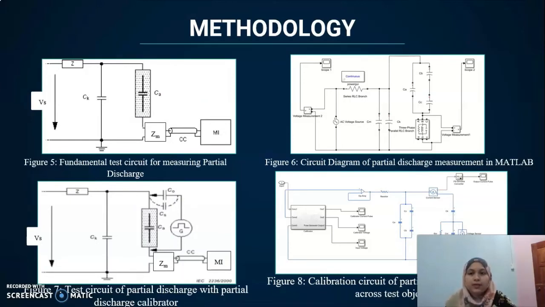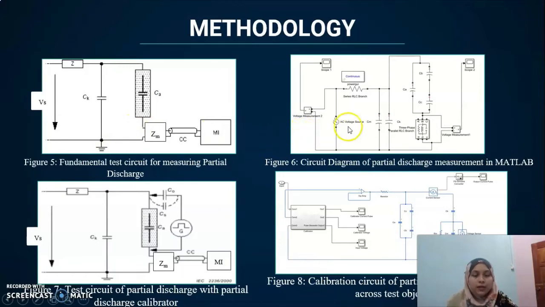It consists of the circuit diagram that had been developed in the MATLAB software. These two figures are about the circuit diagram of partial discharge measurement, while these two figures are about the calibrated circuit of partial discharge. This is the figure of the fundamental test circuit for measuring partial discharge, and this is the figure of the circuit diagram of partial discharge measurement in MATLAB that was developed according to this fundamental test circuit.